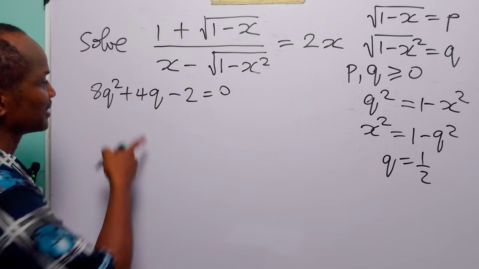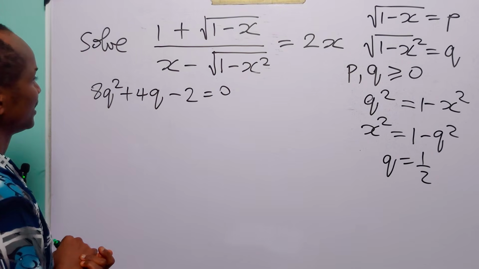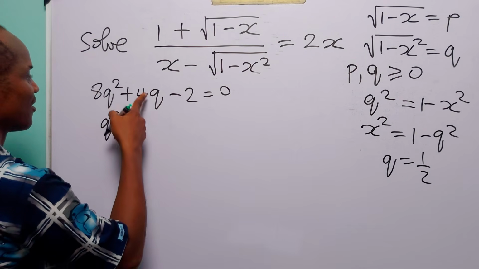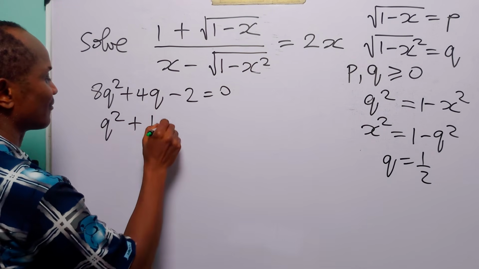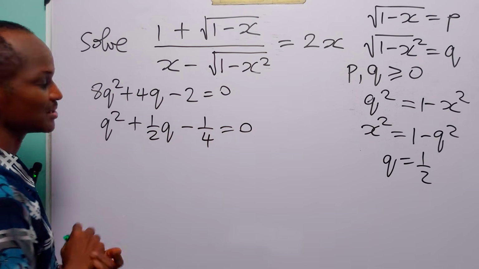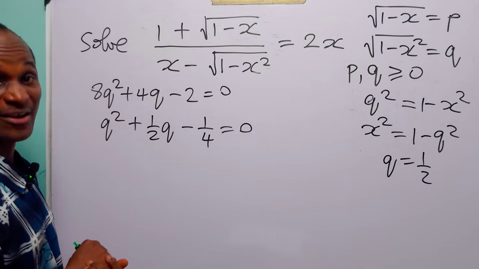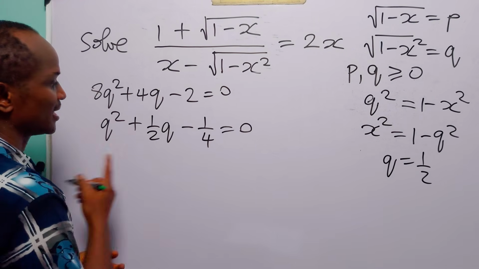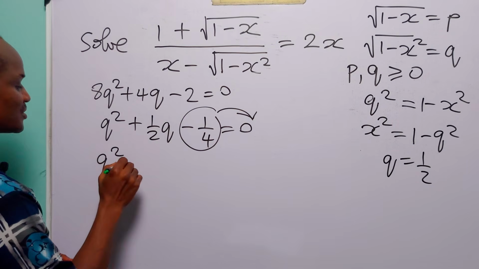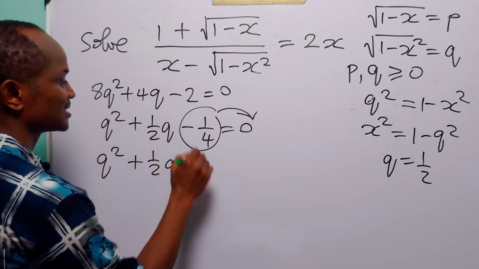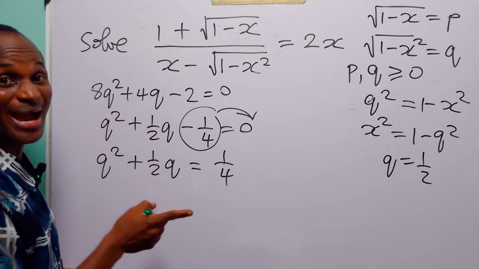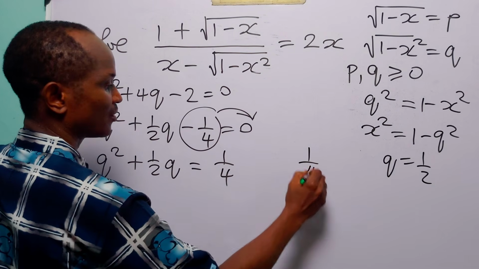And of course, the final step is to solve this quadratic equation. Now let us divide through by 8. We have q squared plus 4 over 8 is half, 2 over 8 is 1 over 4, and this is equal to 0. We cannot solve this equation by factorization, so let us complete the square. To do that, we move this term over to the right. When we do that, we have q squared plus half q is equal to 1 over 4. Now let us divide the coefficient of q by 2. When we do that, we have 1 over 4.